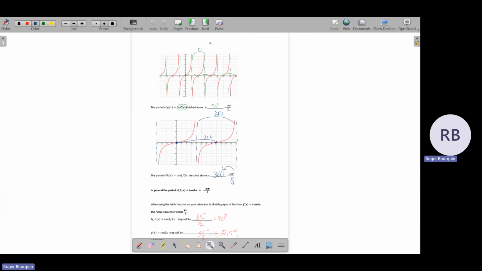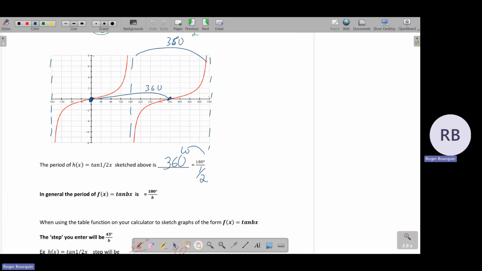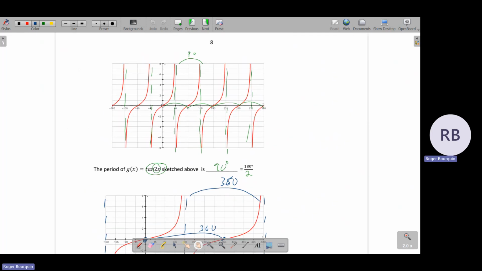But for tan graphs, if you want to squish them up, normally the period is 180 degrees. So if you had tan 2x like over here, the asymptotes are now at 45, 135, and this graph is now repeating itself, not every 180 degrees, but every 90 degrees. So if you had tan 2x, the period is 90. How do you get it from the equation? You don't go 360 divided by this number, you go 180 divided by that number.